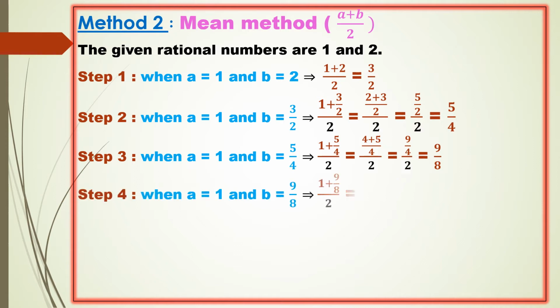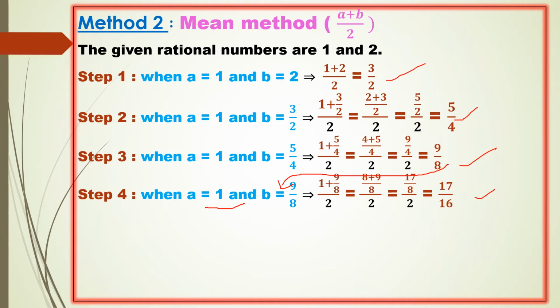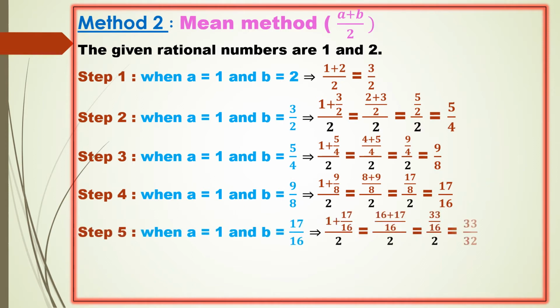Same procedure continues because he asked for 5 rational numbers, so this is 1, 2, 3, 4, we need to find one more. Same here, a equal to 1, b will be your previous answer, so you will get 17 by 16. Now the next step, a will be 1 and b will be 17 by 16. So when you solve this, you'll get 33 by 32. So here is your fifth rational number, 1, 2, 3, 4, 5.